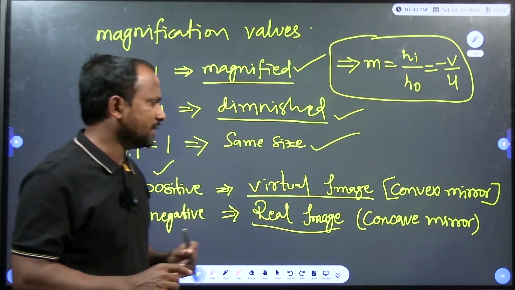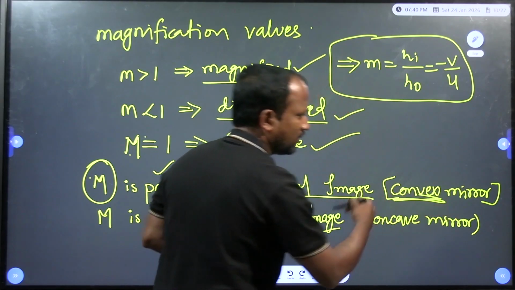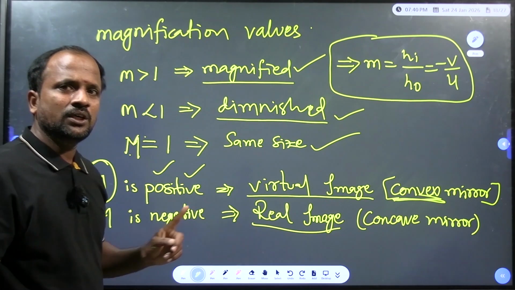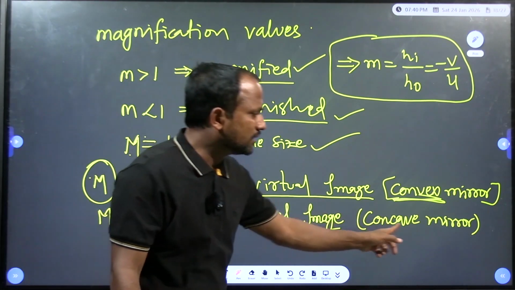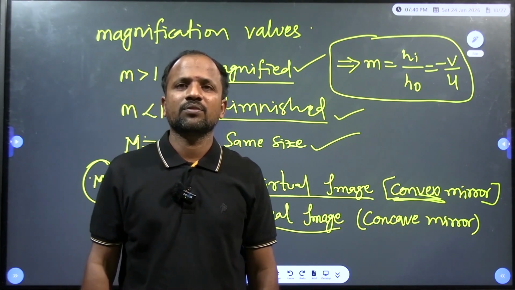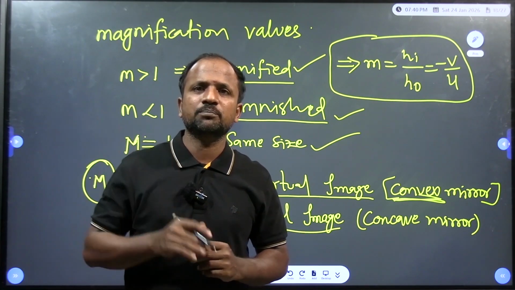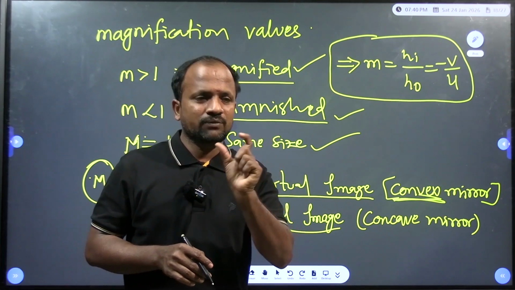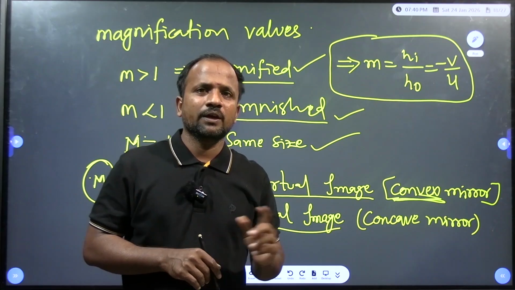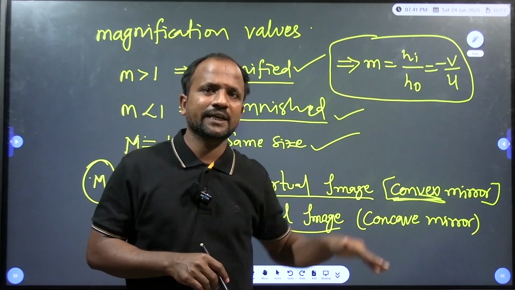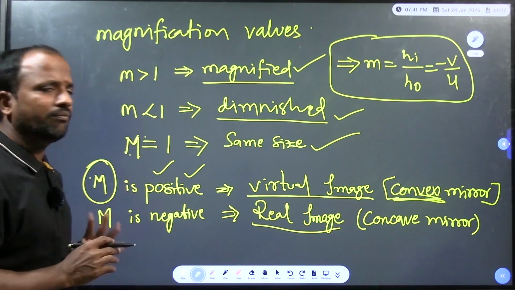Clear? If the M value is positive, it is a convex mirror. If the M value is negative, it is a concave mirror. For example, if a question asks what mirror is used when the M value is positive: if it is positive, convex; if it is negative, concave. Clear? This is about magnification values.